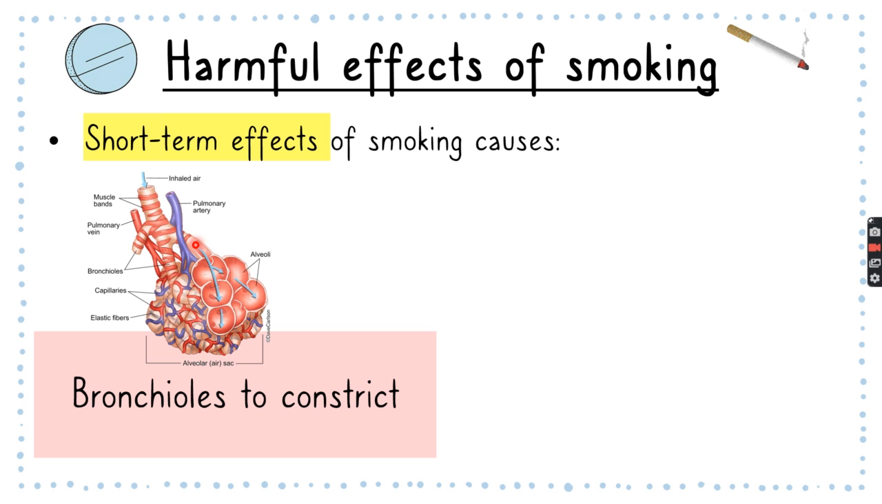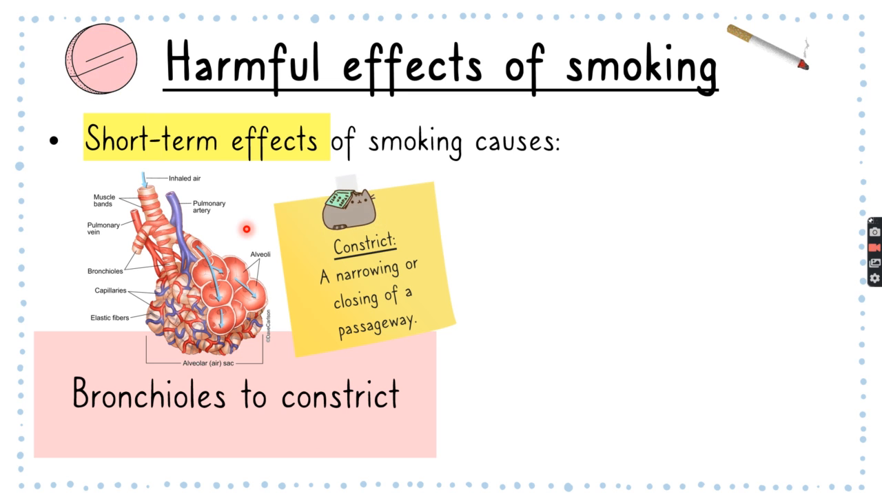And the bronchioles is this branch, and it branches out from the bronchus. And when we say constrict, it means that it will narrow and become much smaller. The word constrict means narrowing or closing of a passageway.